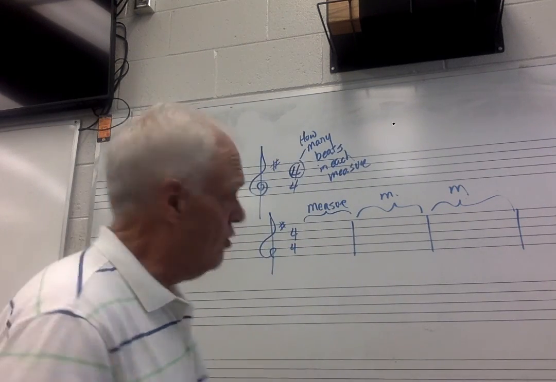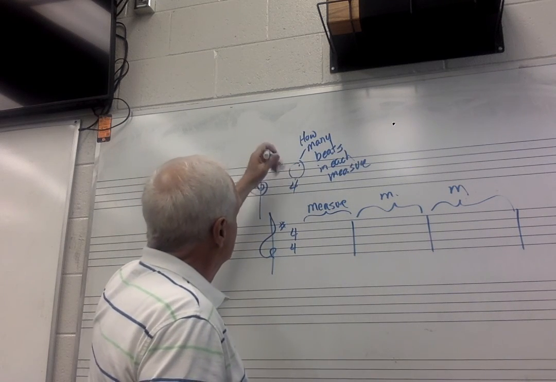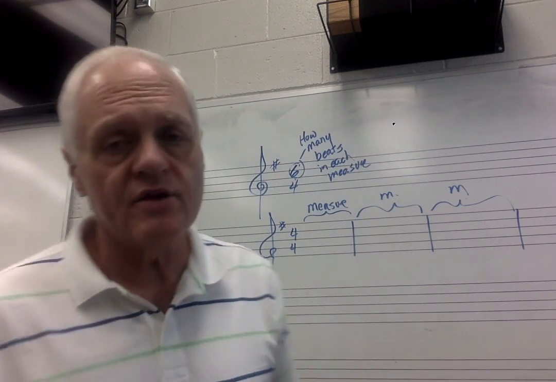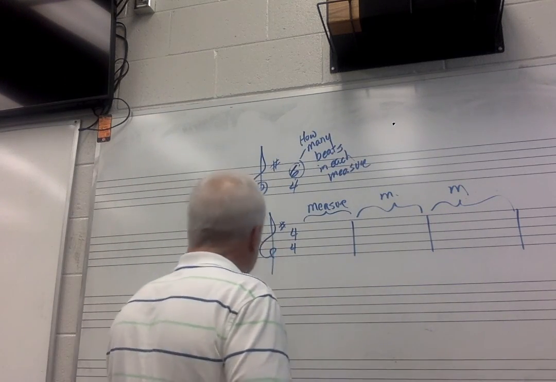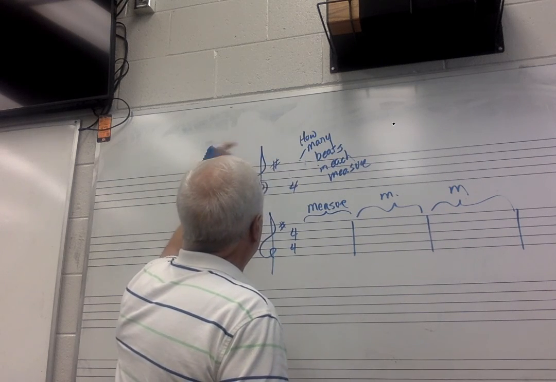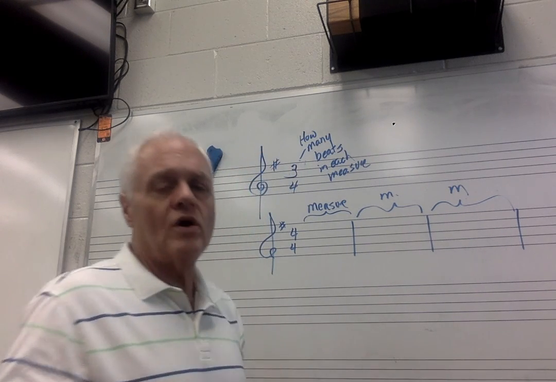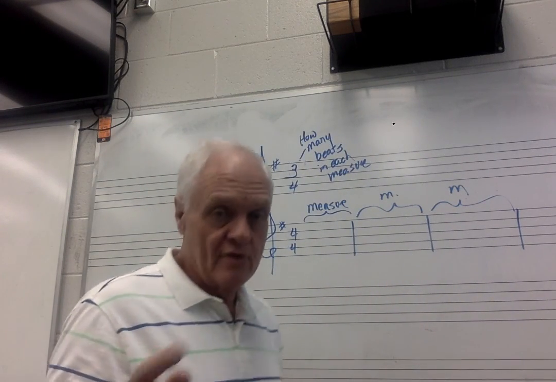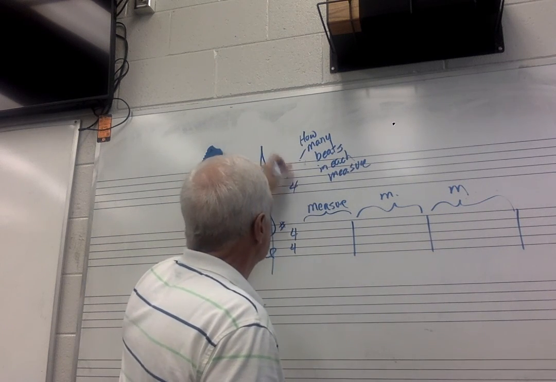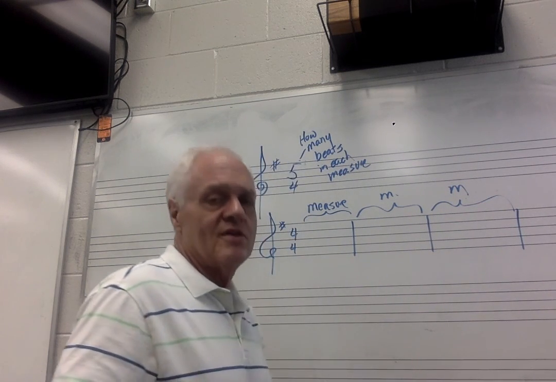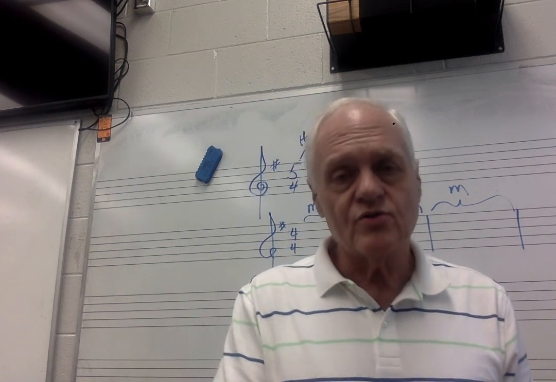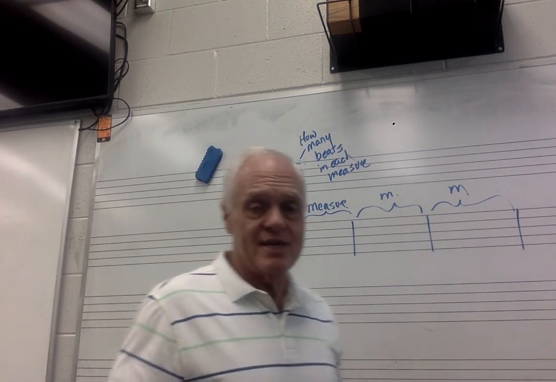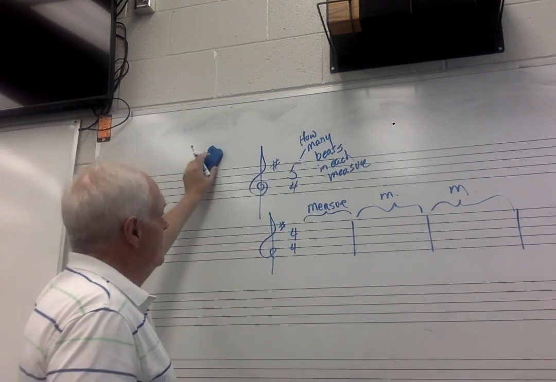1, 2, 3, 4. This could be a 6 up here. If the composer wanted it to be, it would be 1, 2, 3, 4, 5, 6. It could be a 3. 1, 2, 3. You can even have odd numbers. It doesn't happen very often. Some composers I've sung music with in 5/4 time. 1, 2, 3, 4, 5. So that's what the top number tells us. How many beats are in each measure?